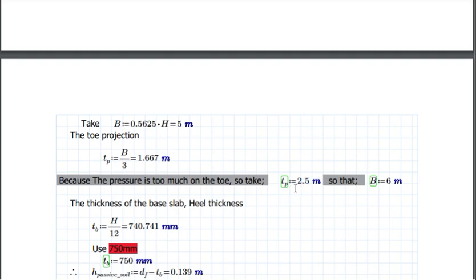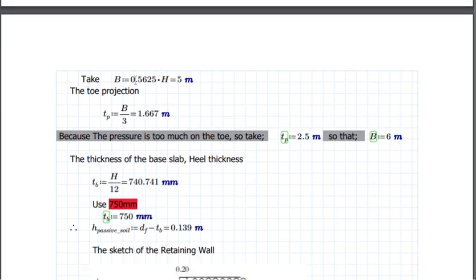So our toe projection is now 2.5 meters. Then our B again, because if this one changes, then definitely the total breadth is going to change, of course. So I've now changed the breadth to be 6 meters, not considering what we have from the formula again.